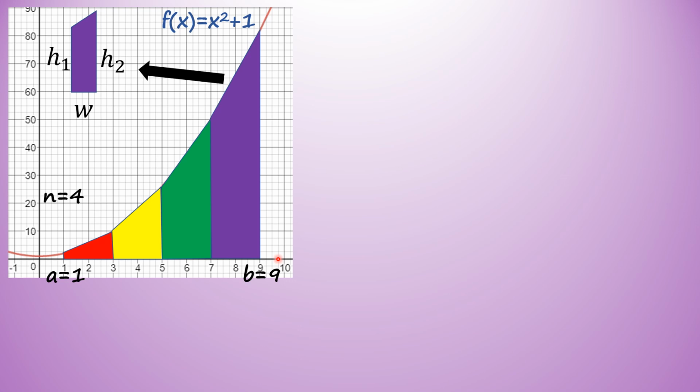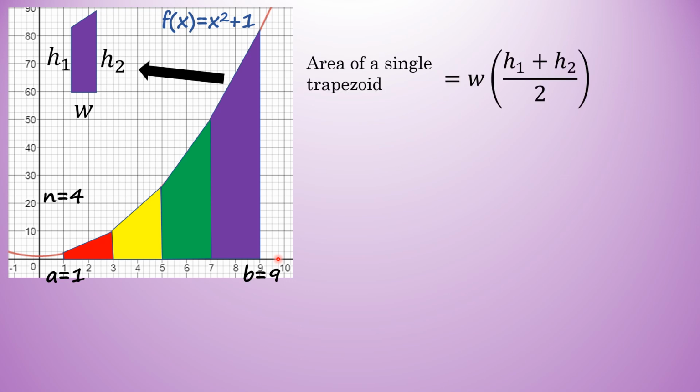Recall the formula for the area of a trapezoid. The area of a trapezoid is width times basically the average of the 2 heights. Width times the quantity of h1 plus h2 over 2. Again, the value of h1 and h2 will vary by trapezoid, but the value of w is the same for all 4 of our trapezoids. How wide is each trapezoid?